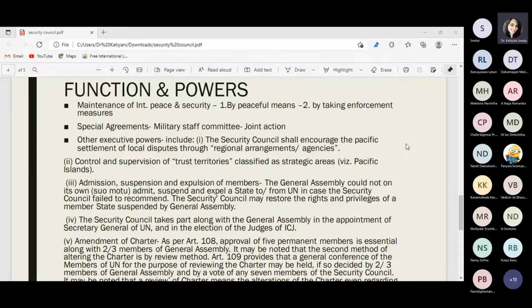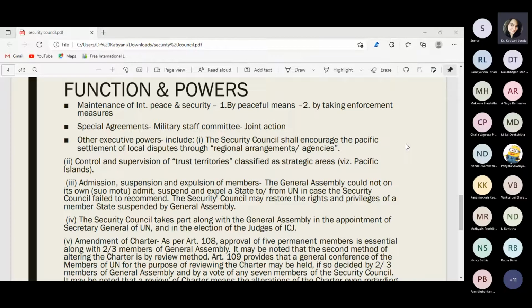So how are enforcement measures taken? What are the stages of taking such enforcement measures? Firstly, measures that involve non-usage of force. For example, complete or partial interruptions of economic relations, maybe rail, sea, air, postal, telegraphic, radio, and other means of communication, and severing diplomatic relationships. For example, whole nations and countries tried to sever their relations with China after COVID had occurred. So these are some of the measures that do not involve actually using force, right?